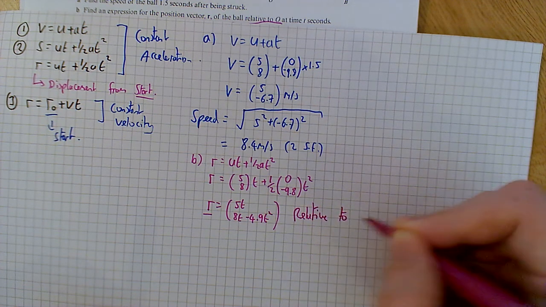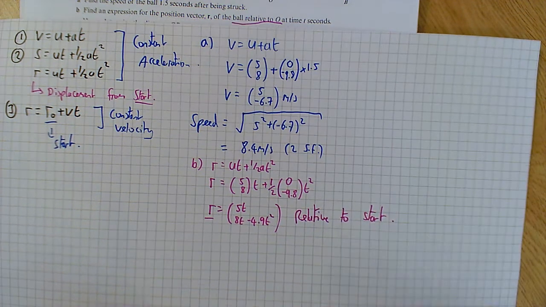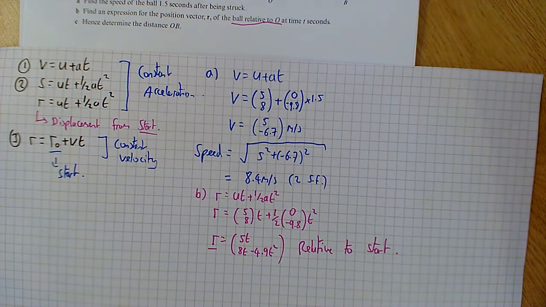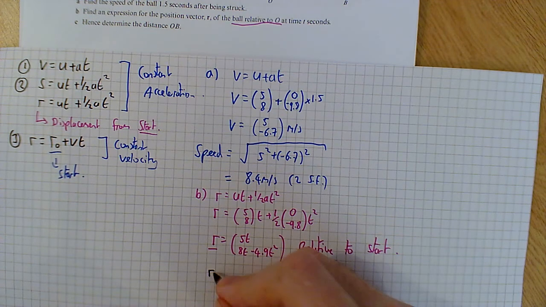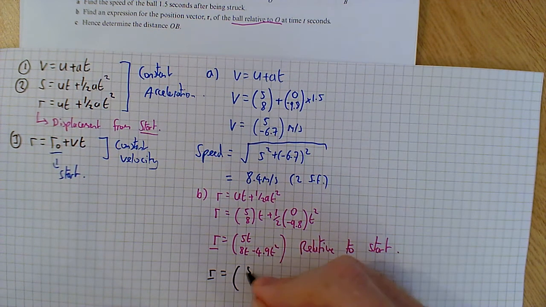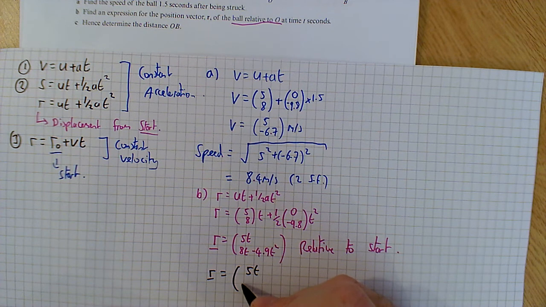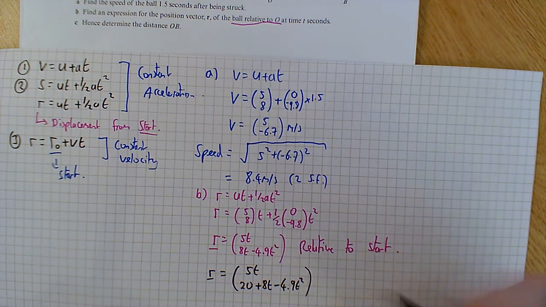to the start. If we want it to be relative to the origin, we've got to bear in mind that we started from 20 meters above. So if we're going to do it from the origin, then the position vector will be 5t still on there, and it will be another 20 in the j direction, because we started 20 above the origin. So this is our position vector relative to the origin.